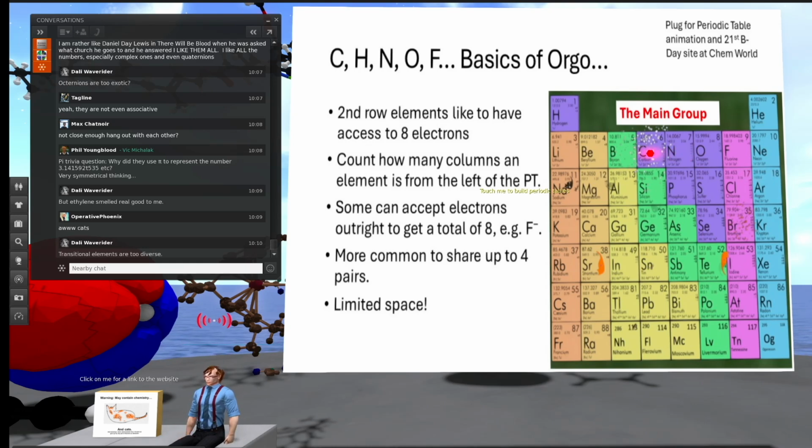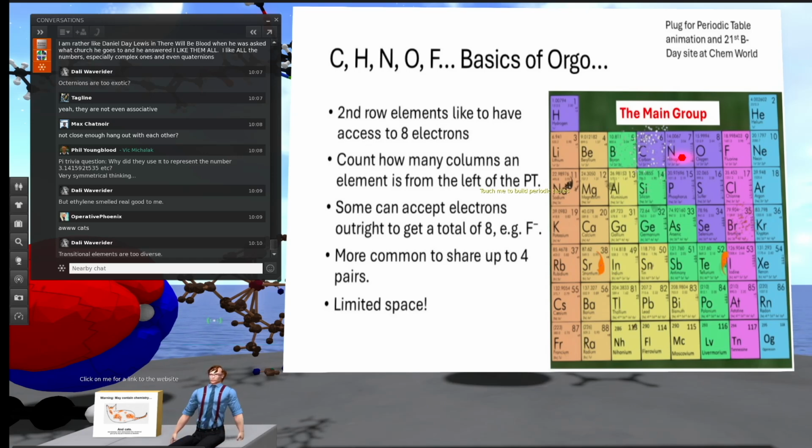Kind of in the middle here, instead of just picking up electrons, elements like carbon, nitrogen, and oxygen very commonly share electrons. The point is we're trying to get to 8.